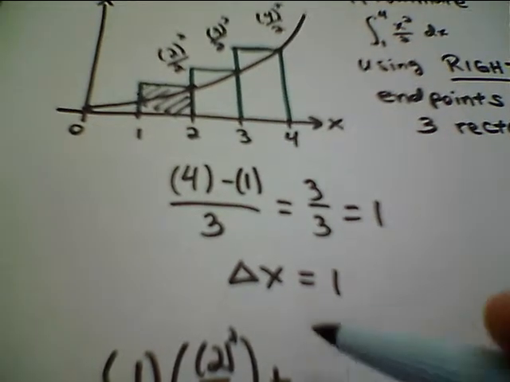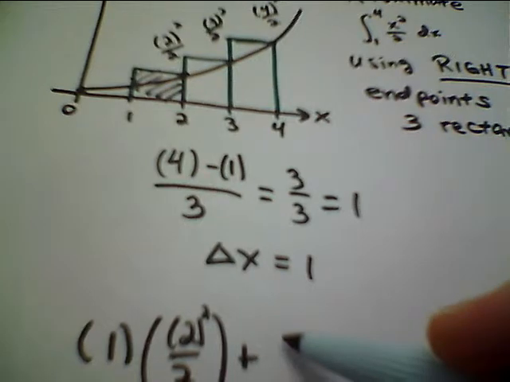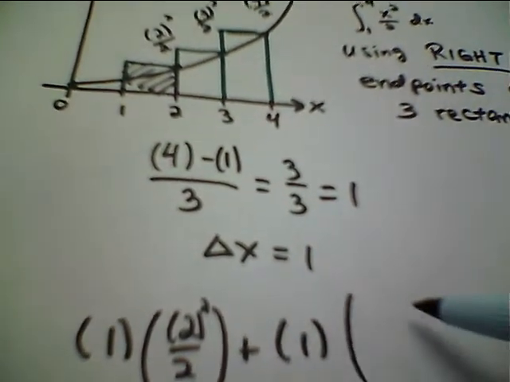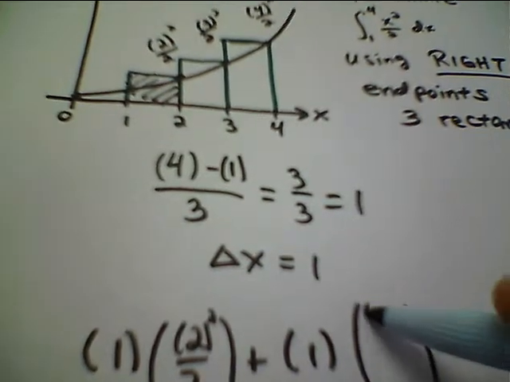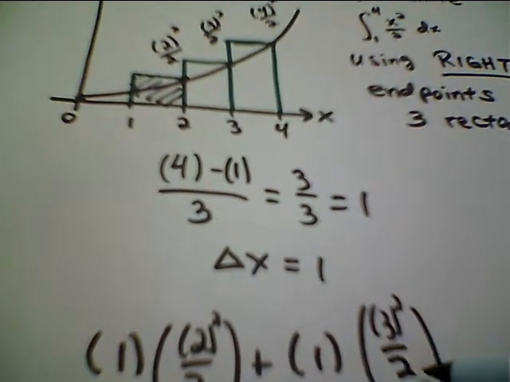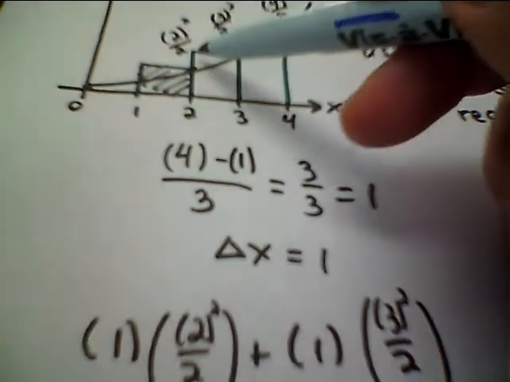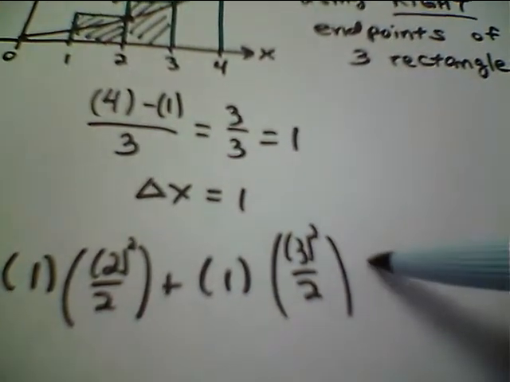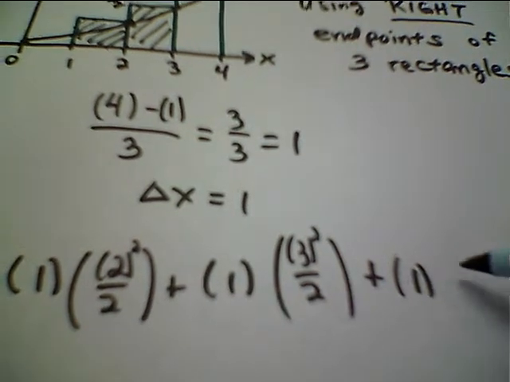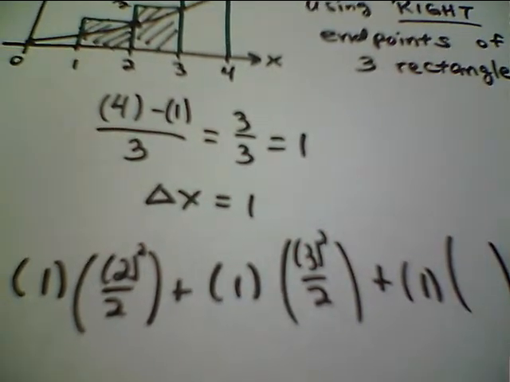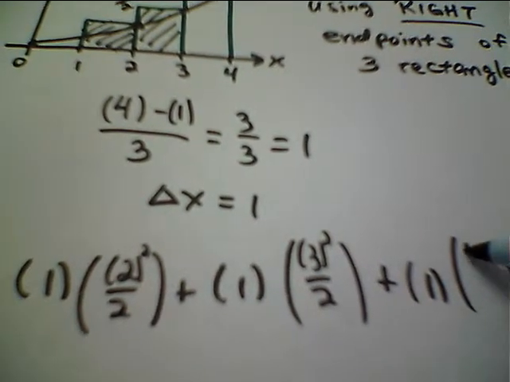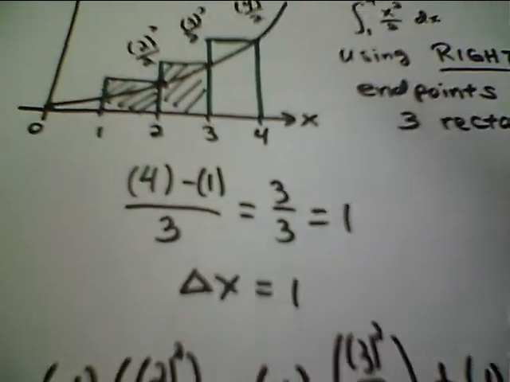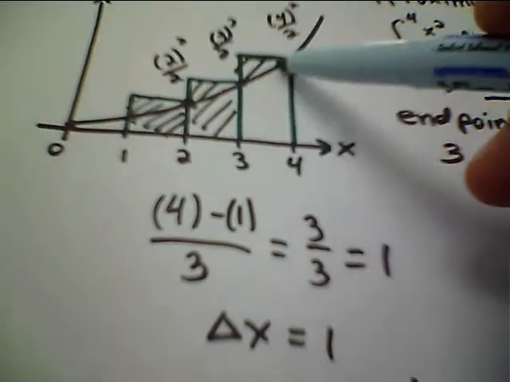To that I add the area of the next rectangle. The base is 1, multiplied by the height, which is 3 squared over 2. That gives me the area of this rectangle. And then to that I add the base times the height of the next rectangle, which is 4 squared over 2. And that gives me the area of this rectangle.